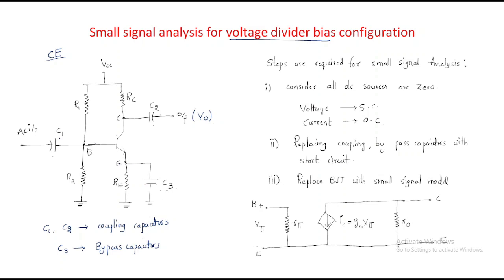We also have the bypass capacitor. The bypass capacitor also blocks the DC and allows the AC only. This is the general BJT configuration to operate a BJT in a proper manner. We give the input here and get the output from here.